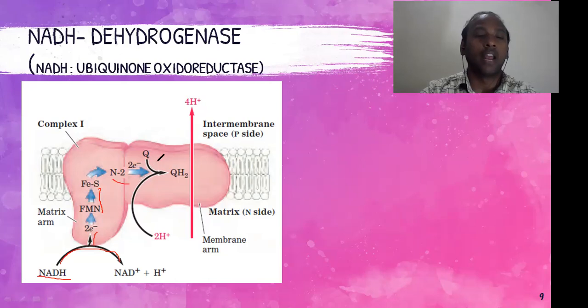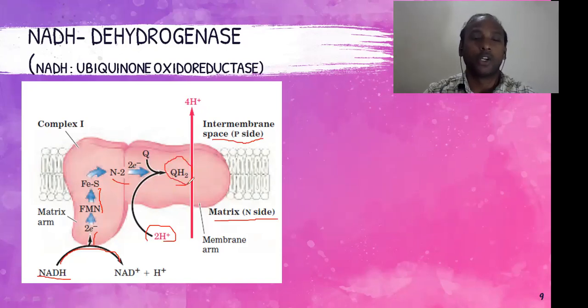from N2 they can be given to the ubiquinone, and this ubiquinone can also take 2 protons from the matrix. You should remember that this is the N side and this is the P side. P side is nothing but the intermembrane space, and N side is nothing but the inside of the mitochondria, that is the matrix side. So it can take 2 protons from the matrix and 2 electrons from the N2 protein, and finally it is converted into ubiquinol, the reduced form, QH2.